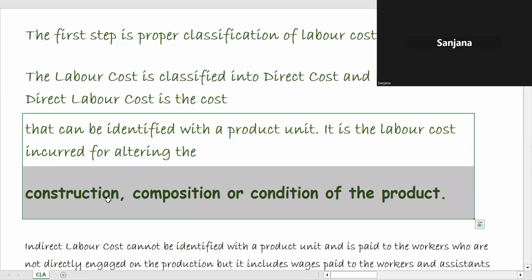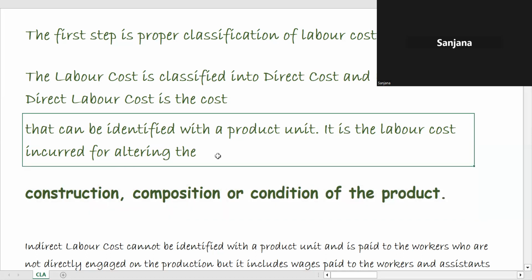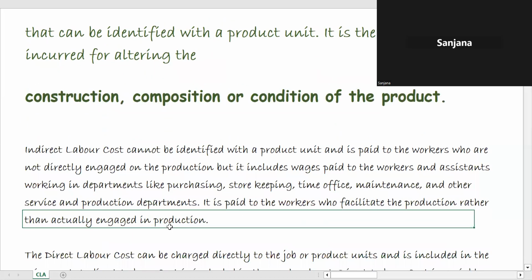तो मैंने जो आपको बताया डायरेक्ट एंड इनडायरेक्ट, that doesn't apply only for labor. It applies for material, applies for labor, overhead. हर चीज में क्या डायरेक्ट है और क्या इनडायरेक्ट है वो आप ऐसे देखेंगे, ओके. So here the labor cost incurred for altering the construction, composition or condition of the product, ठीक है, directly related to the product, that is direct labor, ठीक है.